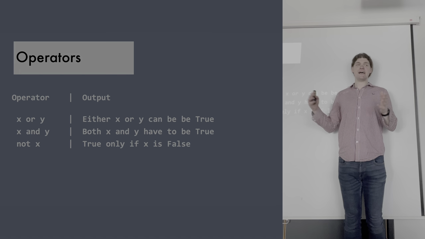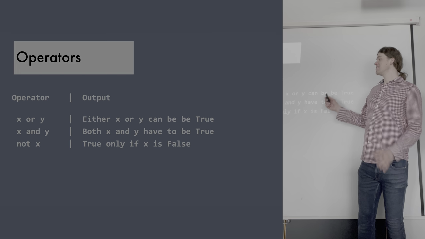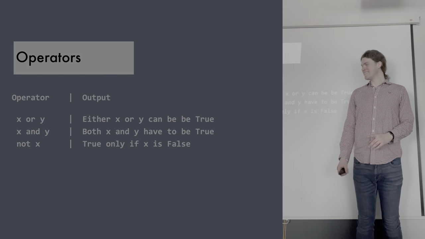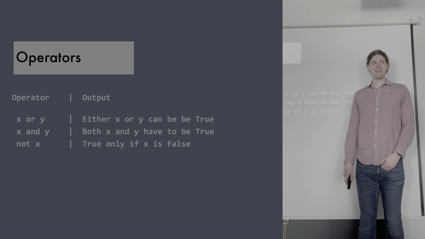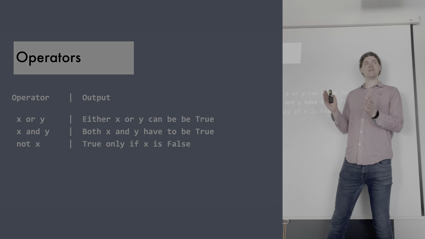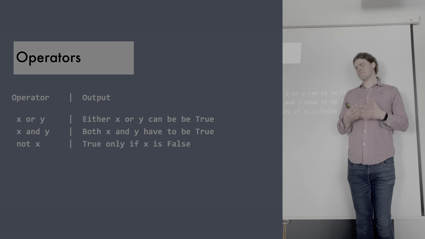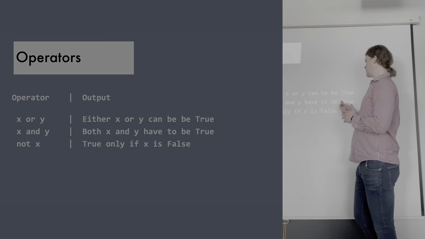So and means all of them have to be true, which is in direct contrast to the logical OR operator. Either X or Y can be true. So X could be true, Y might be false, but as long as one of them is true, then the overall condition will be true, and then if it's part of a block, that will run. So that's the two different logical ways to combine it.